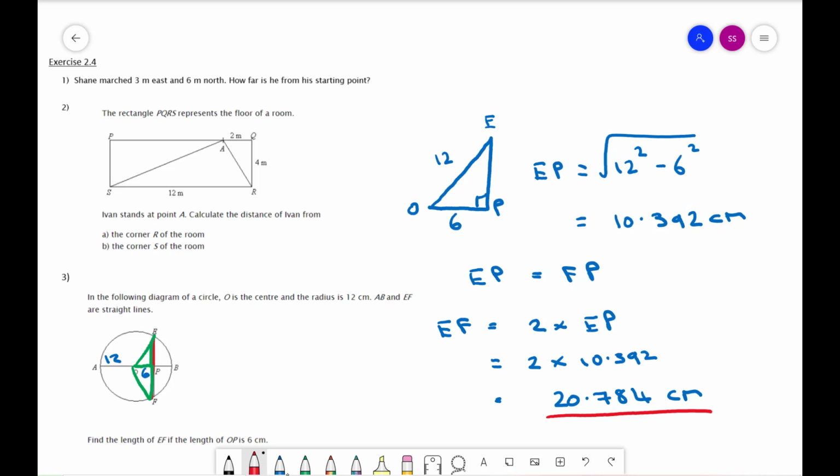A little bit trickier, that one, just because you had to look deeper into the circle to pick up what was symmetrical and what wasn't. But three typical sorts of questions, all using Pythagoras to find the missing side of our triangle. So that's it for exercise 2.4. Hopefully you were okay with those. So let's jump back into the video and keep going.